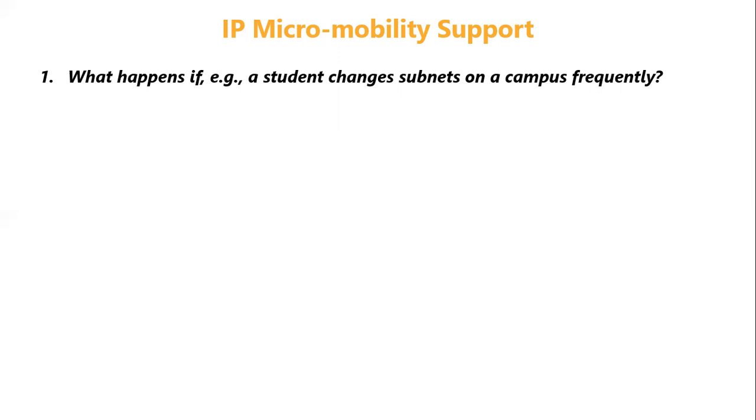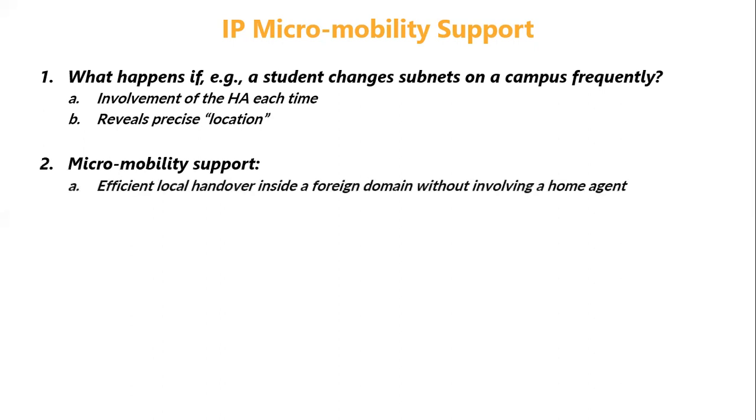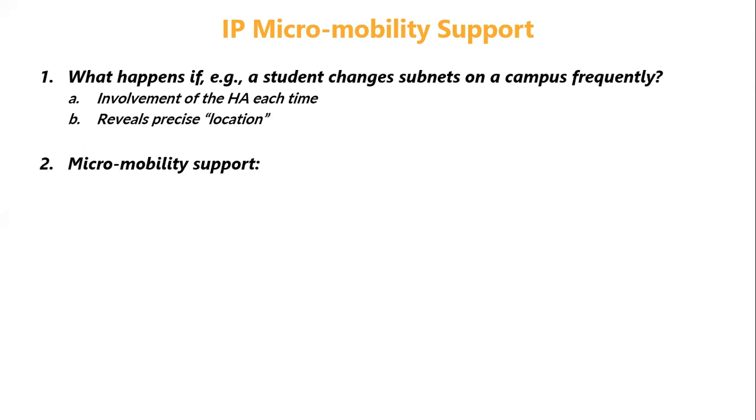One example is, assume a student changes subnets on the campus frequently. He is not going out of the campus, but within the campus he is changing the subnet. Now the question is, whenever he changes the subnet, should the HA be informed every time about his precise location? Is it required or not? Generally, without micro mobility, whenever he changes the subnet, the HA should be updated, and his precise location should be updated in the HA.